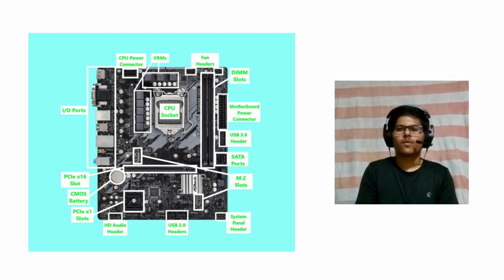The fourth type of ports are Ethernet ports. The Ethernet ports on the motherboard allow you to connect your computer to a wired network. It is typically a standard RJ45 connector and supports speeds up to 1 gigabit per second.